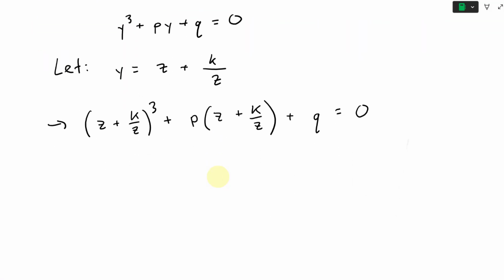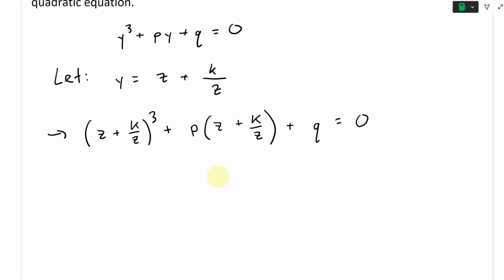All right, now this is pretty straightforward, so we're going to just expand this all, and now the idea is that we want to get rid of this pz, get rid of the terms with z by itself, so get rid of those there. And also find the value of k to get rid of those. So let's just expand all of this out, because it's super quick, using Pascal's triangle.